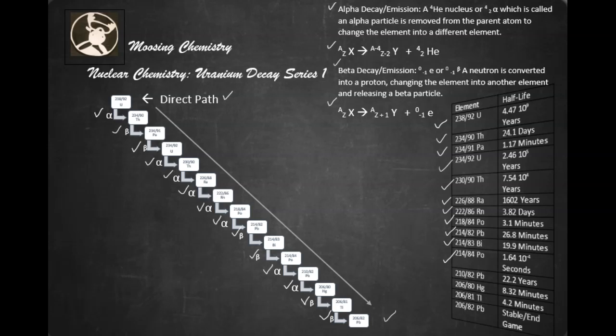Polonium-214 has a half-life of 1.64 times 10 to the -4th seconds. Lead-210 has a half-life of 22.2 years. Mercury-206 has a half-life of 8.32 minutes. Thallium-206 has a half-life of 4.2 minutes. And lead-206 is stable, which means it's not radioactive at all.